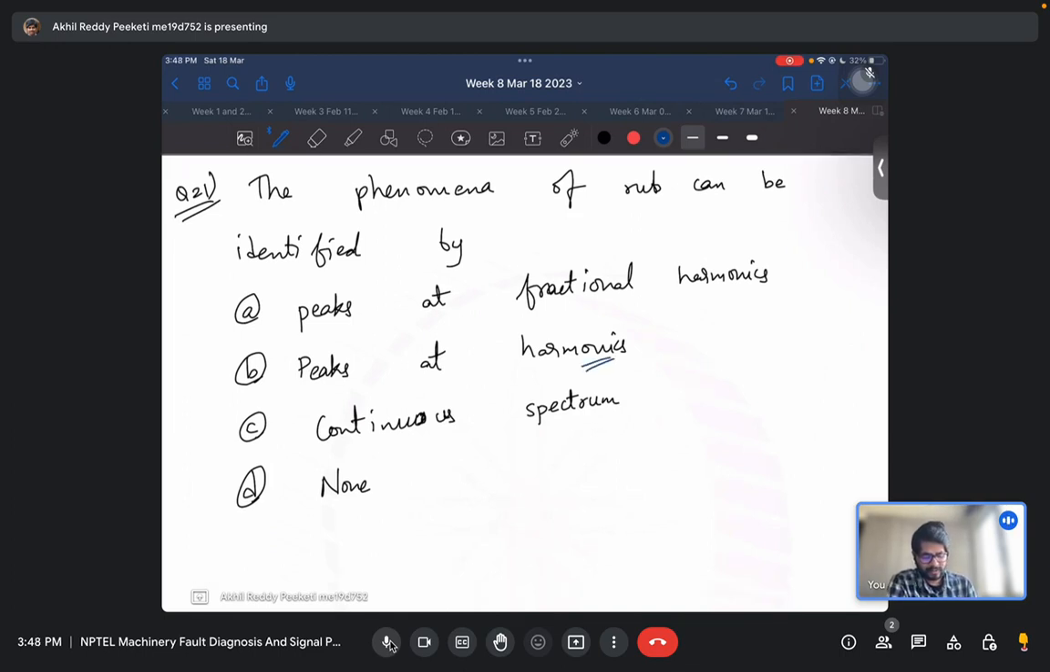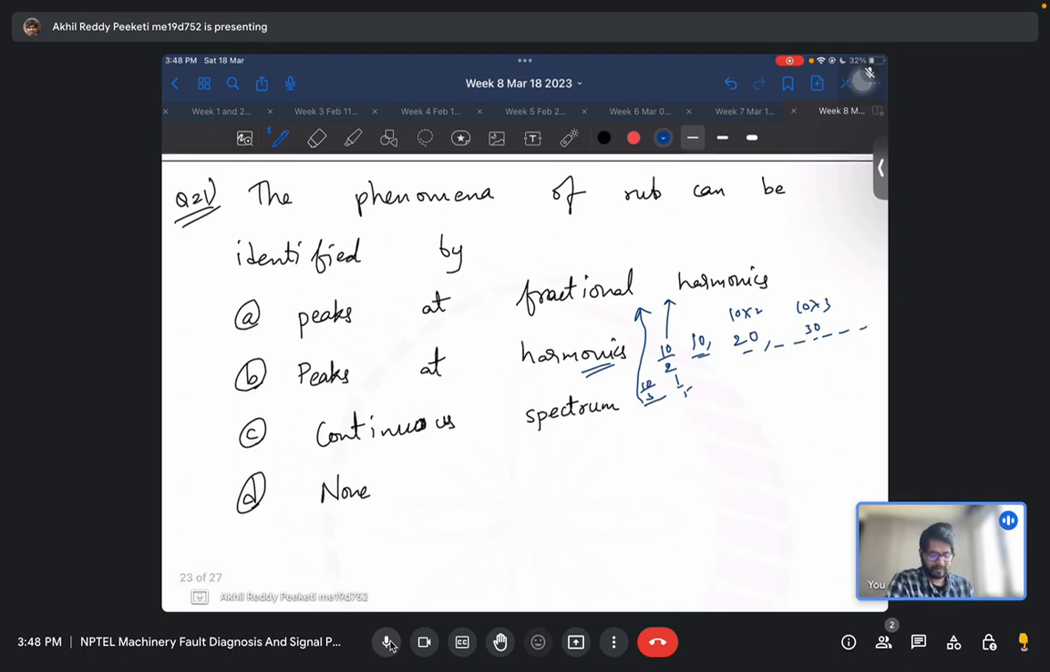So harmonics basically means, let's say you have a frequency of 10 Hertz, then 10 into 2 is 20, 10 into 3 is 30. So these are harmonics. Subharmonics basically mean if you have 10, then 10 by 2 is 5, 10 by 3, like that. So these are fractional harmonics, and harmonics will be integer multiplications. Okay.